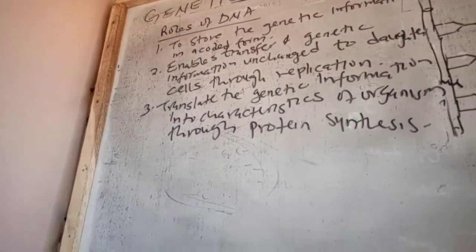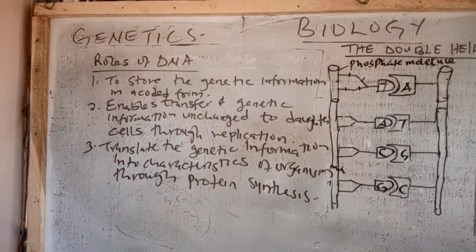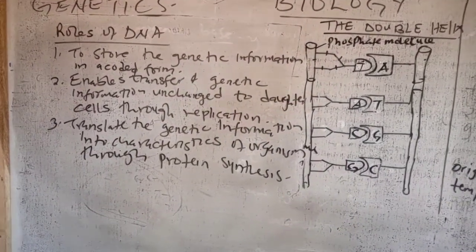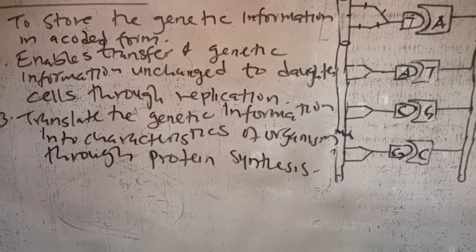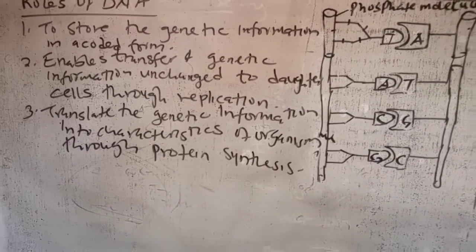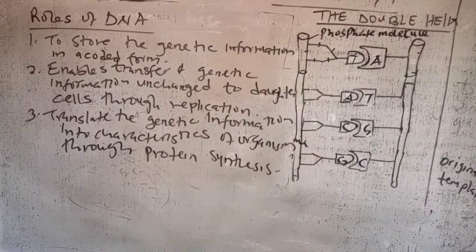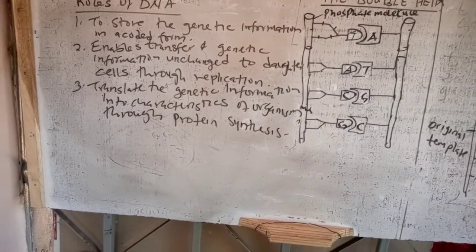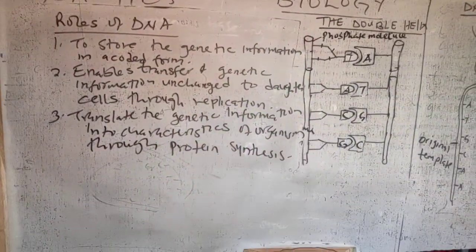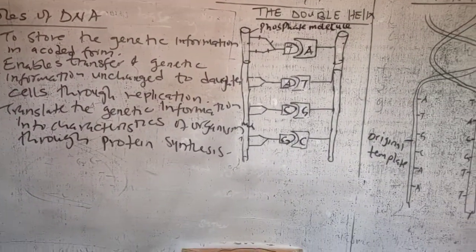Whenever you are asked in an exam for the roles of DNA, you are supposed to write the first one being to store the genetic information in a coded form. Then number two, enables the transfer of genetic information unchanged to daughter cells through replication. And number three, to translate the genetic information into characteristics of the organism through protein synthesis. Those are the three roles of DNA in living organisms.